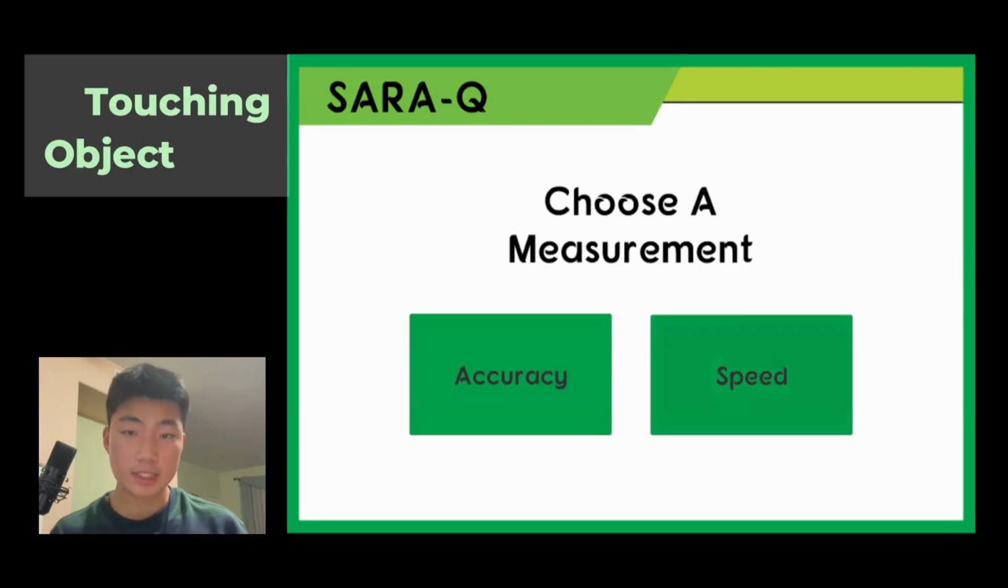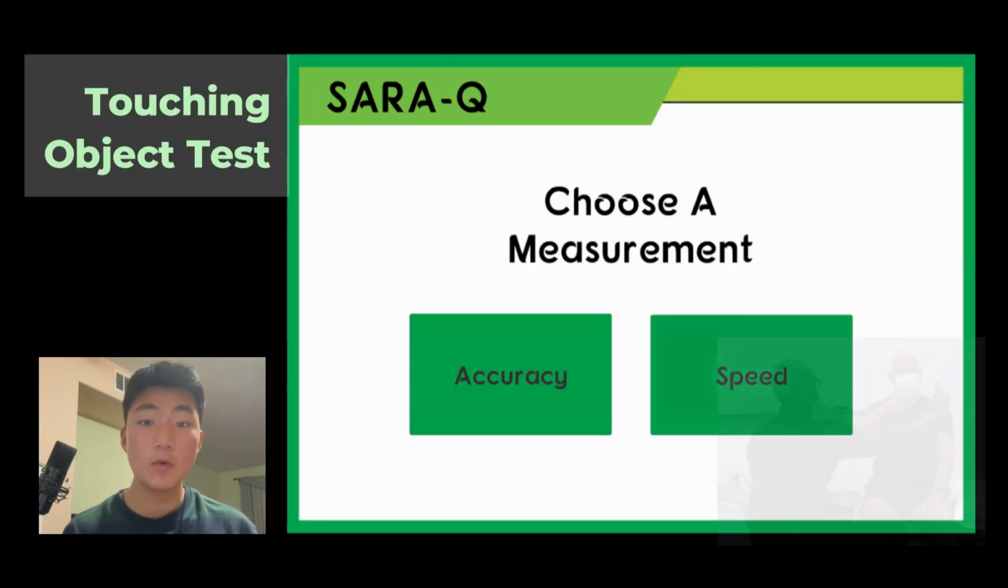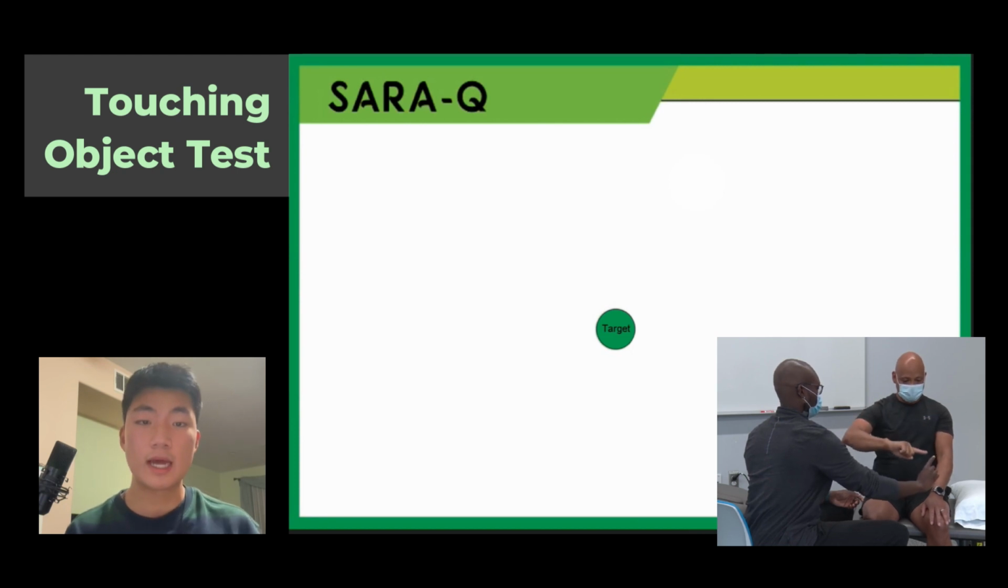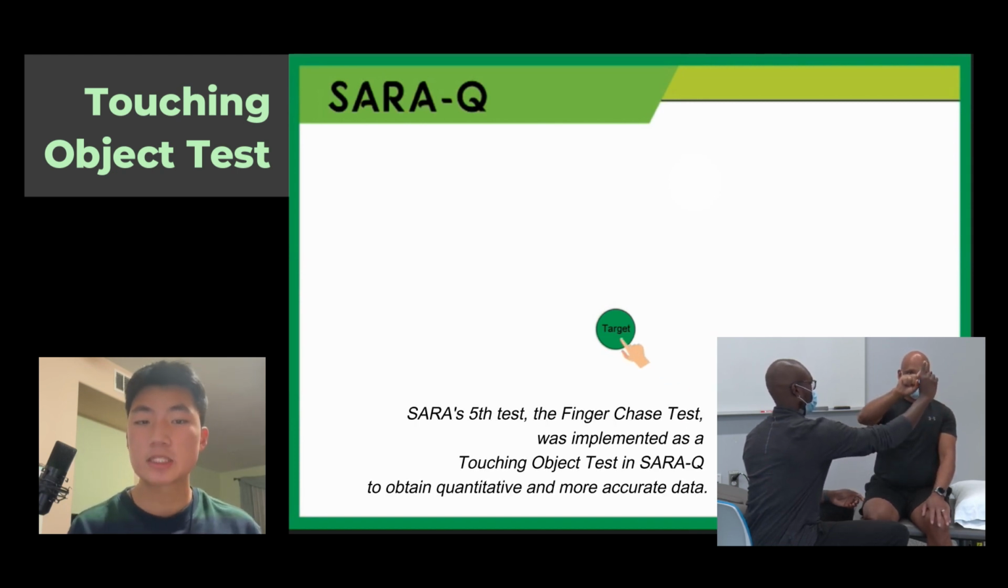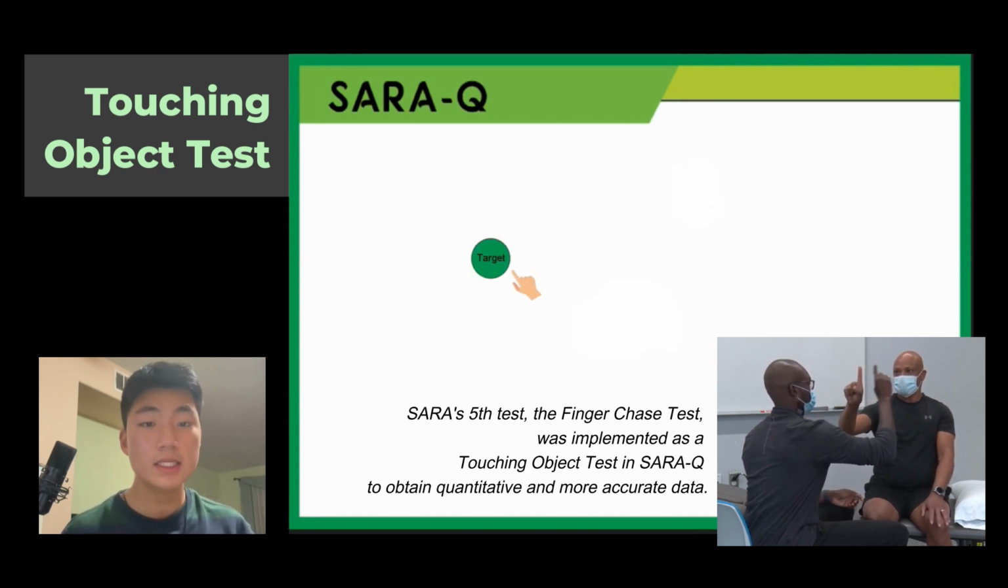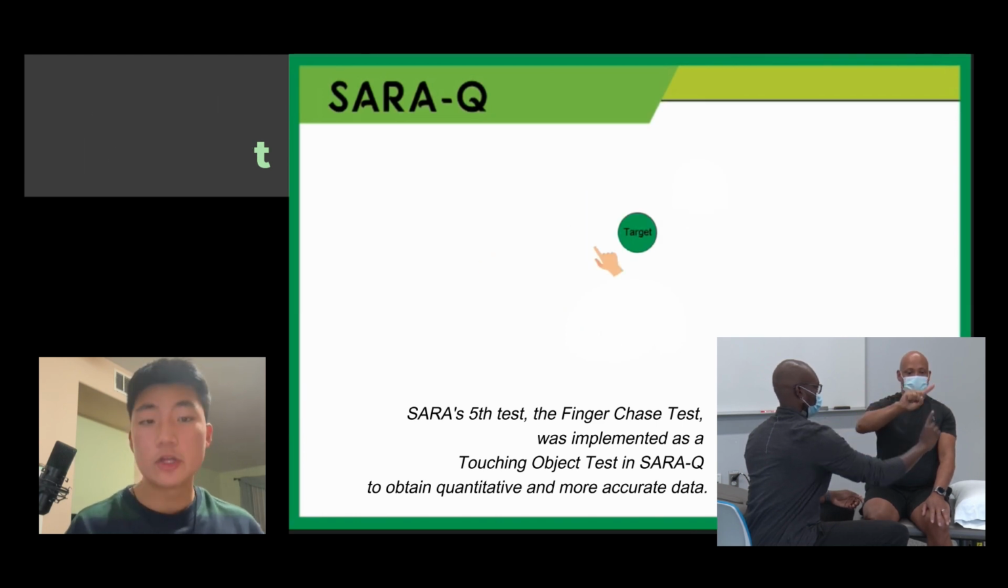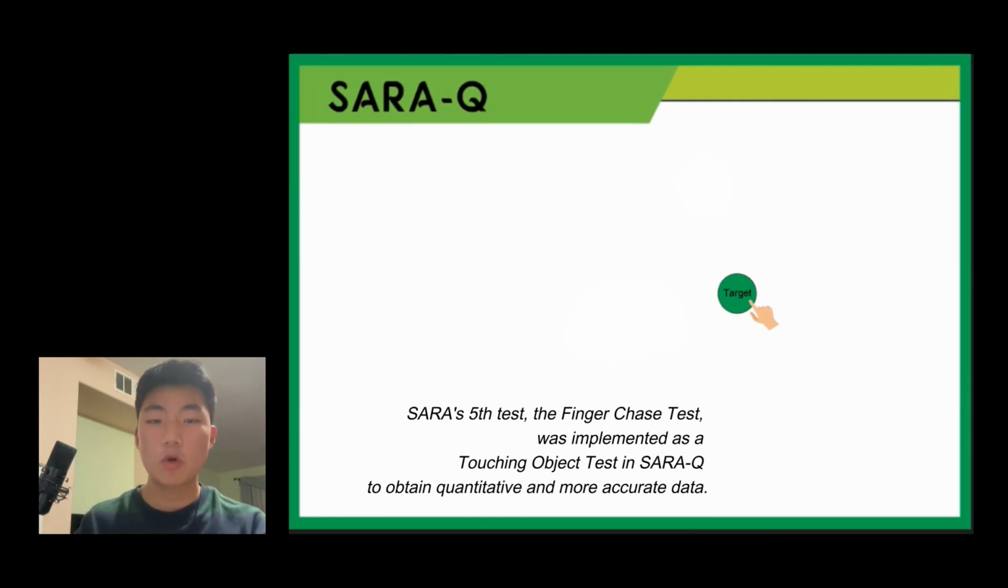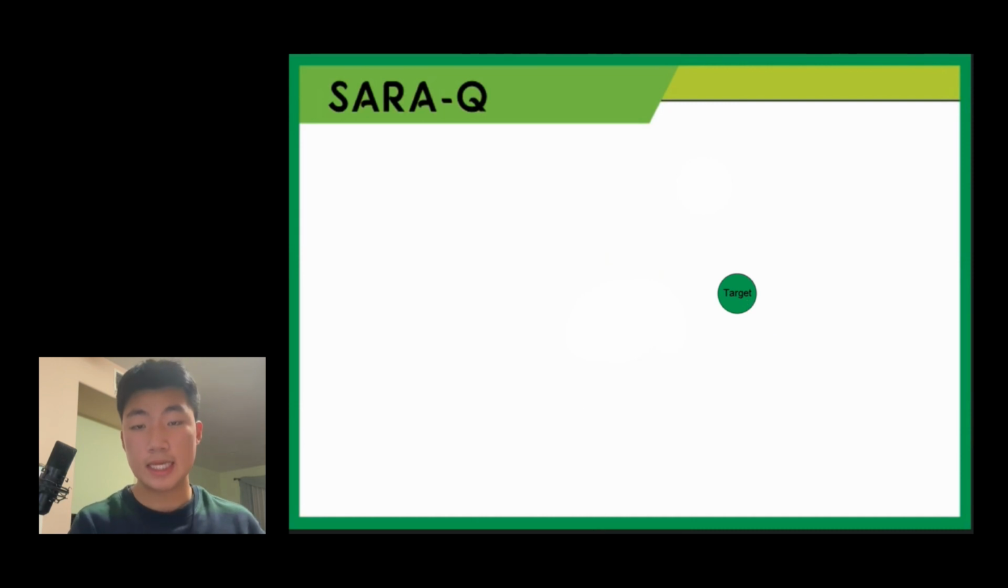For the touching objects test, the patient will interact with a mobile screen on which targets will appear one after another. The patient is expected to tap all the targets in the right spots and in the shortest time they can. Their speed as well as accuracy is recorded and processed into assessment data.